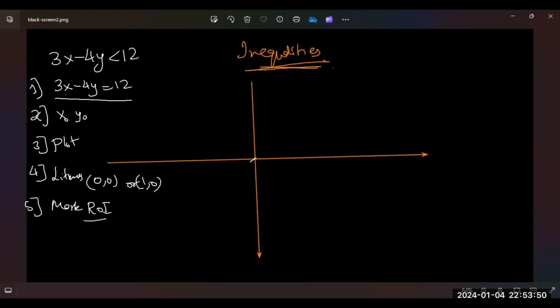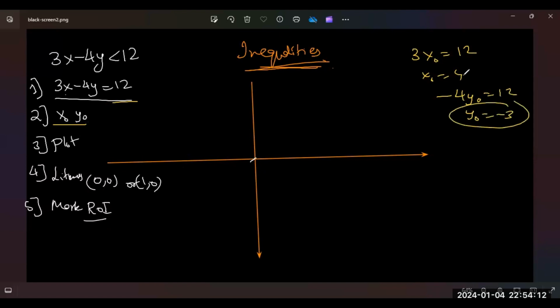Now, let's follow the steps one by one. Write it as an equation, and then find x naught, y naught. 3x naught is 12, x naught is 4. Then minus 4 y naught is 12, y naught is minus 3. We wrote it as an equation of a line and found the x naught and y naught. First, plot them: (4, 0) and (0, minus 3). Join these 2 points, it forms a line.